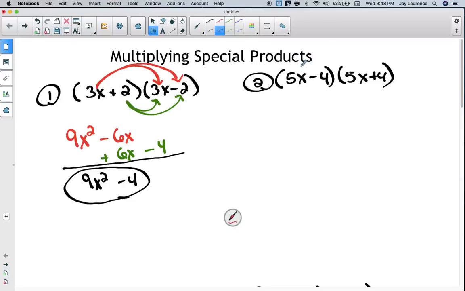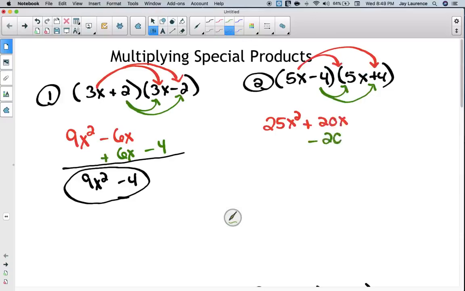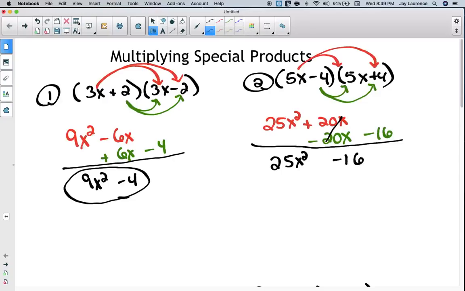Okay, so I'm getting ready to show you my number 2. If you haven't tried it yet, pause the video and try it on your own. Okay, so I got a -4 times a 5x and a -4 times a +4. And so I'm going to distribute the 5x, and I'm going to get 25x squared. And then I'm going to get a +20x. And then I'm going to distribute the -4 and get a -20x and a -16, right? And look at this. It happened again. 25x squared, those cancel, -16.